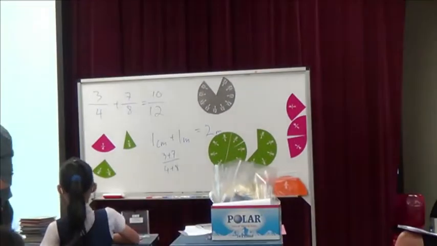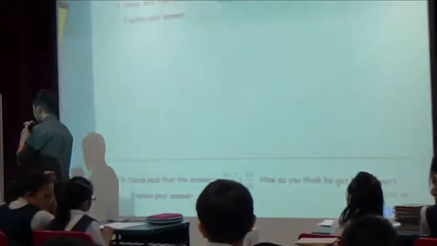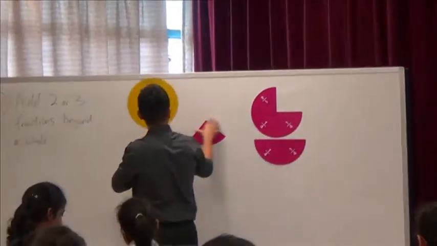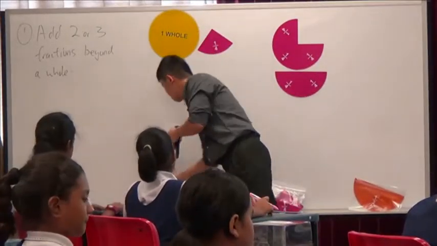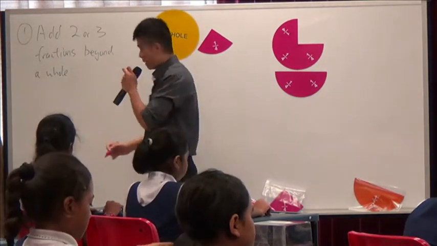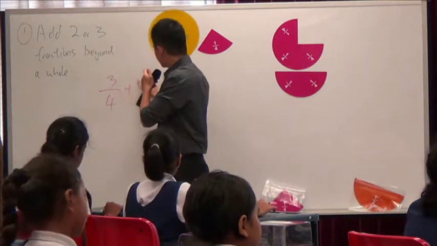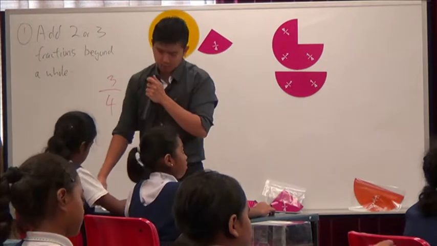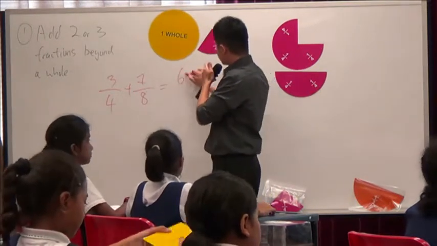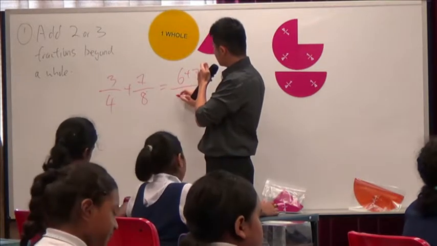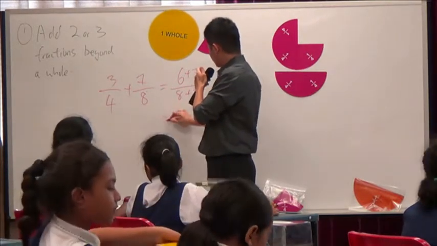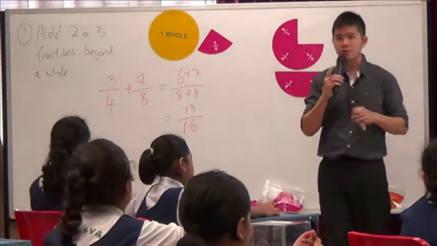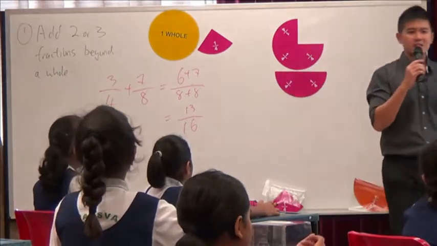Okay? 13/16. Oh, this is a big fraction. Okay, I have 3/4 plus 7/8 equals 6 plus 7 over 8 plus 8, which gives me 13/16. Now my first question to you is, how many of you say that 13/16 is the right answer?